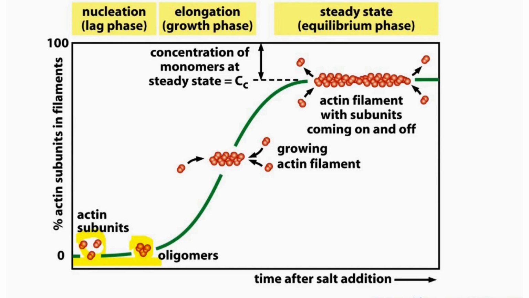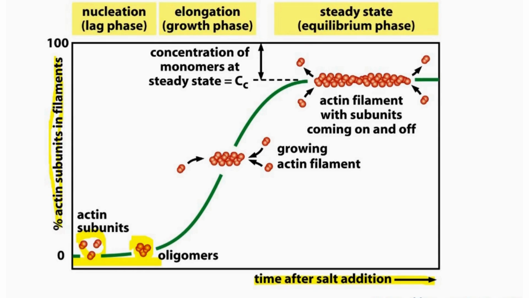Remember students, in this graph on the x-axis or abscissa, we have time after salt addition. On the y-axis or ordinate, we have percentage of actin subunits in filaments. After nucleation, we move to the elongation phase. Multiple nuclei will keep on joining to attain filament formation. So once the filaments are formed, multiple nuclei will join together.